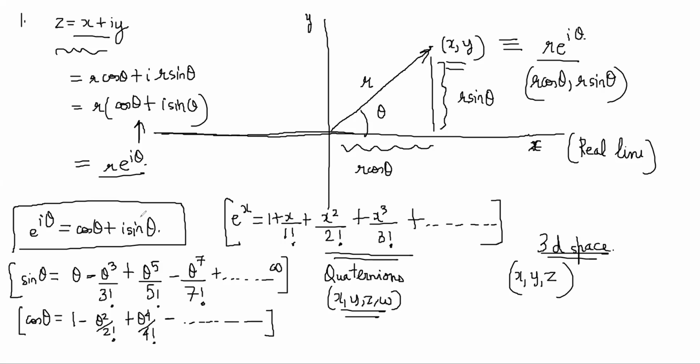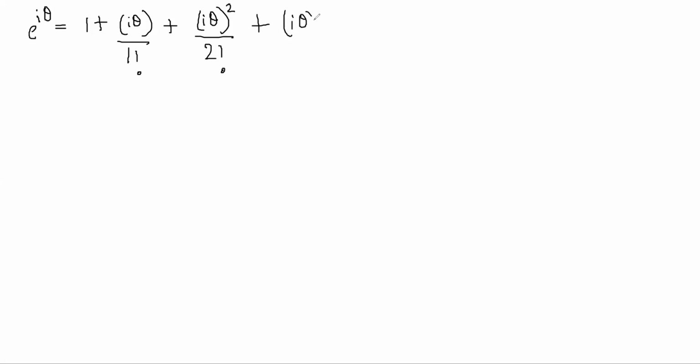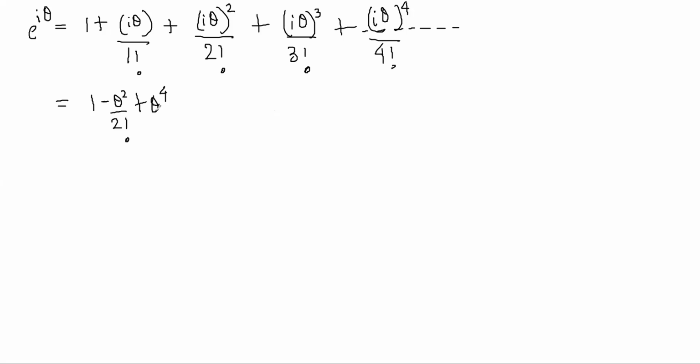It will be clear if you just do the expansion. So for example, let's see, e power i theta is equal to 1 plus i theta by 1 factorial plus i theta whole square by 2 factorial plus i theta whole cube by 3 factorial and so on, right? So if you notice, this becomes 1, i square will be minus 1, no? 1 minus theta square by 2 factorial, then i power 4 will be plus 1, right? So plus theta power 4 by 4 factorial.